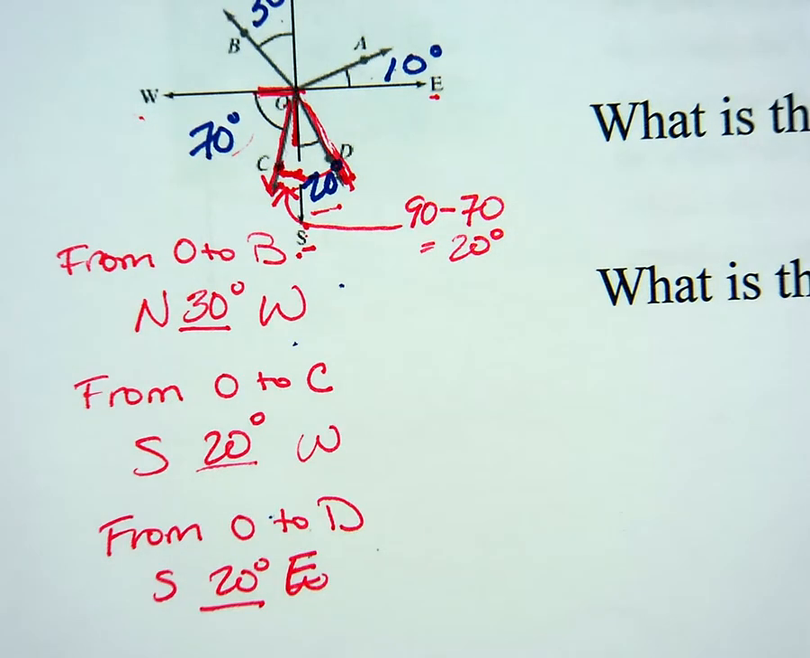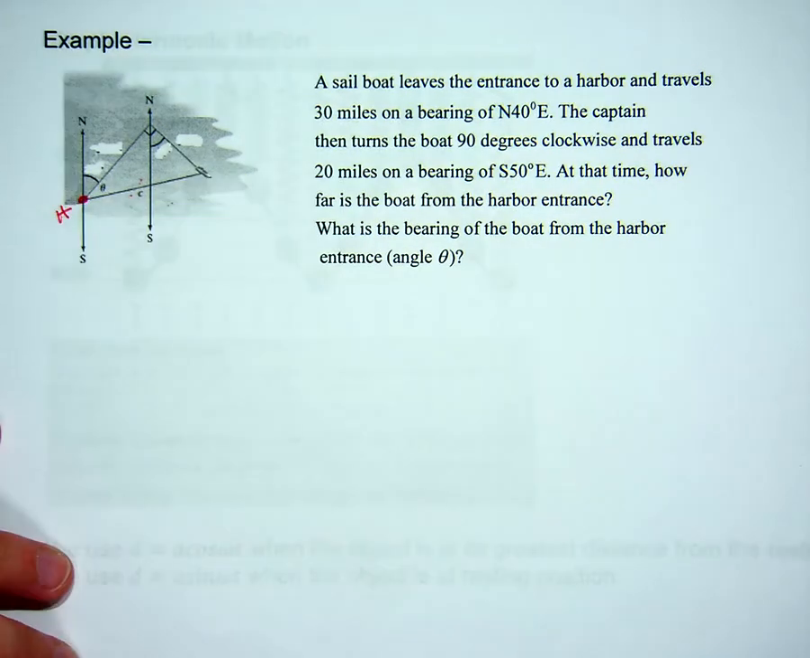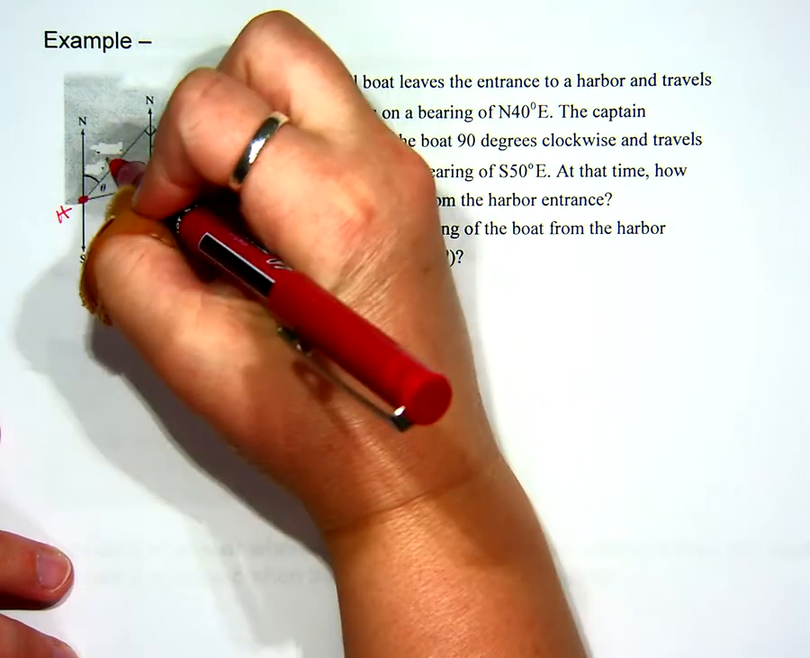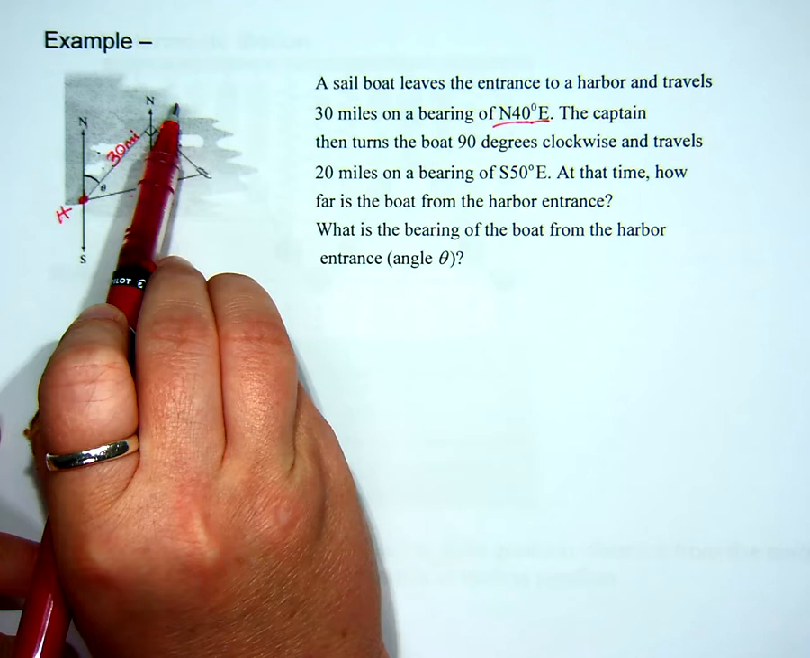Let me zoom back out now so we can work on another problem. Let's work with a word problem here. A boat leaves the entrance of a harbor. Here's my harbor. And travels 30 miles. Here's my 30 miles on northeast 40 degrees. So I'm going in the northeast direction, and my angle here is 40 degrees.